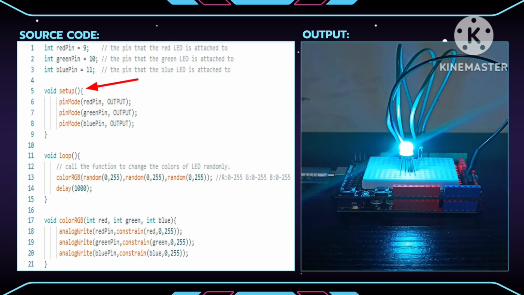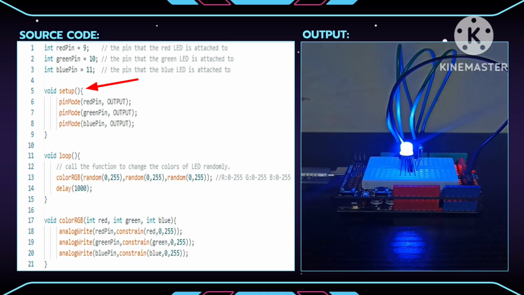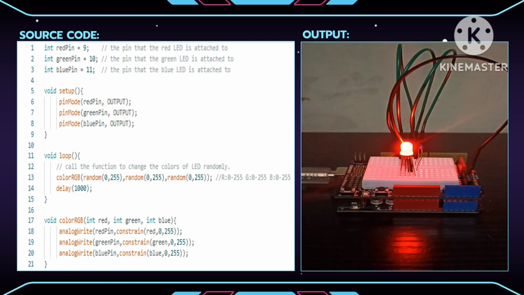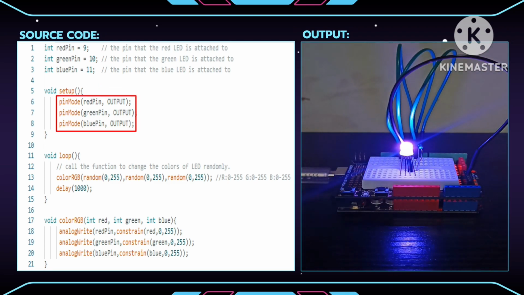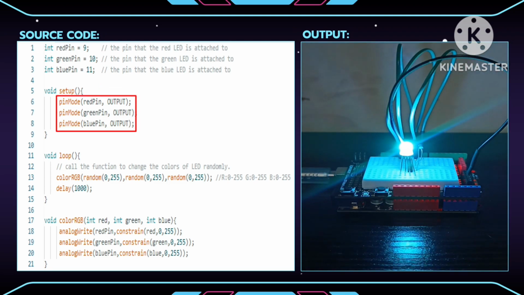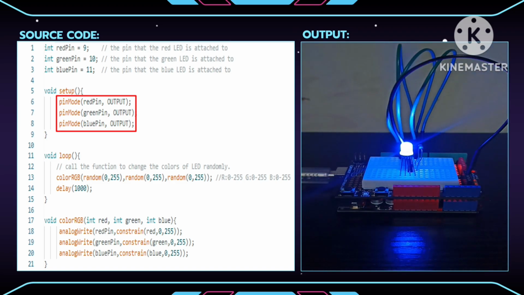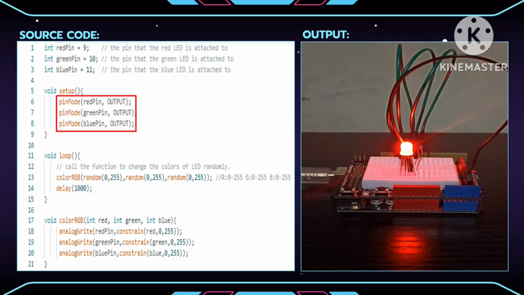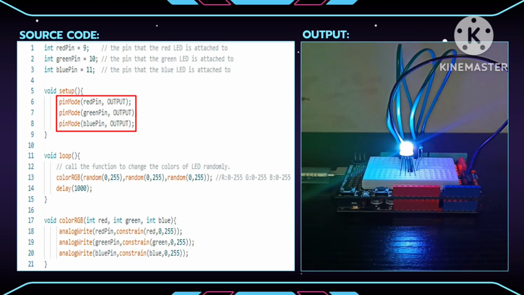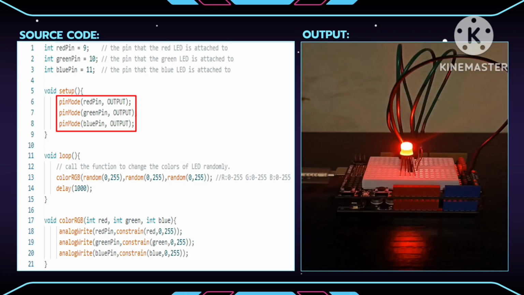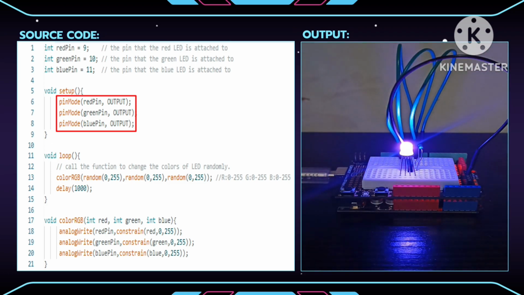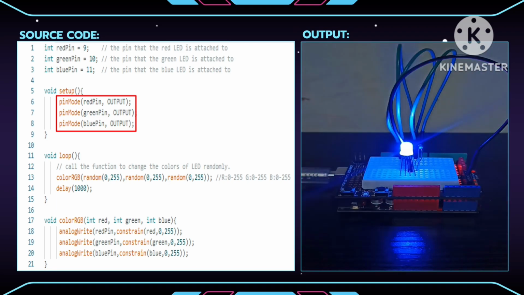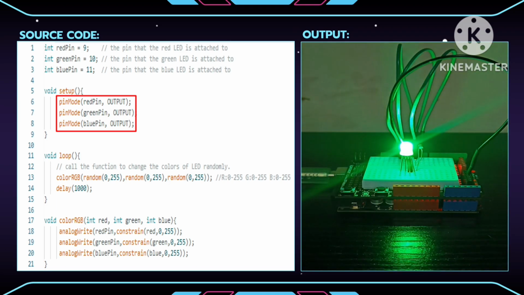Void setup. This is the setup function, which runs once when the Arduino starts. Inside it, pinMode redPin OUTPUT, pinMode greenPin OUTPUT, pinMode bluePin OUTPUT. These lines configure the redPin, greenPin, and bluePin as output pins. This tells the Arduino that these pins will be used to send signals to control the RGB LED's color.